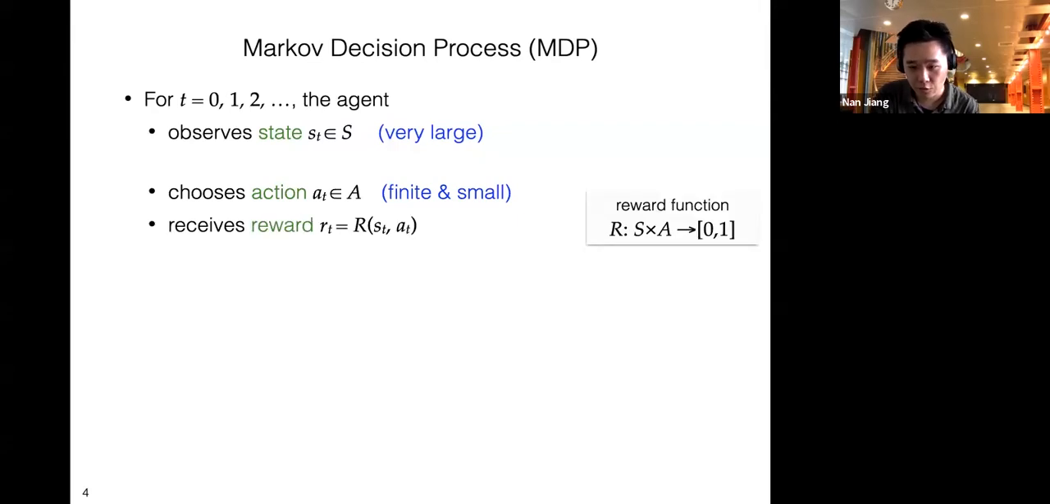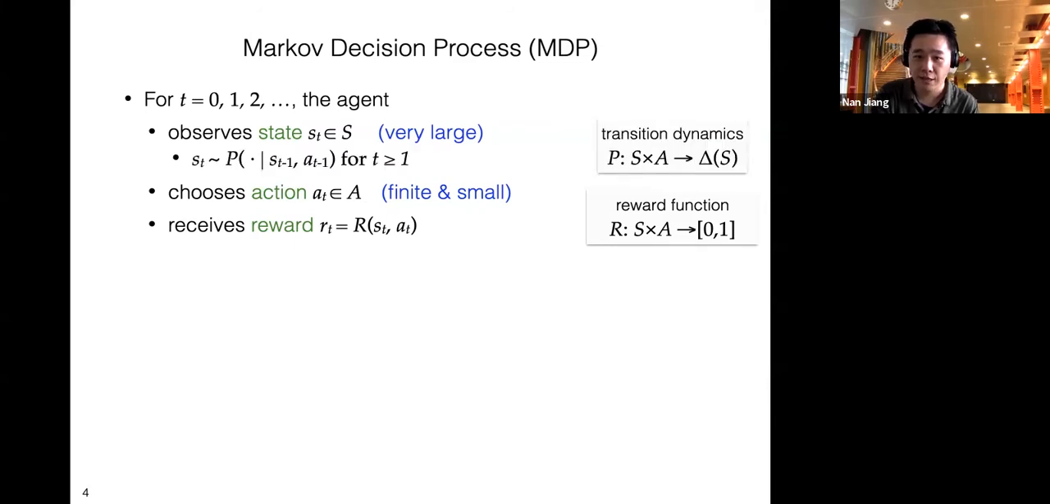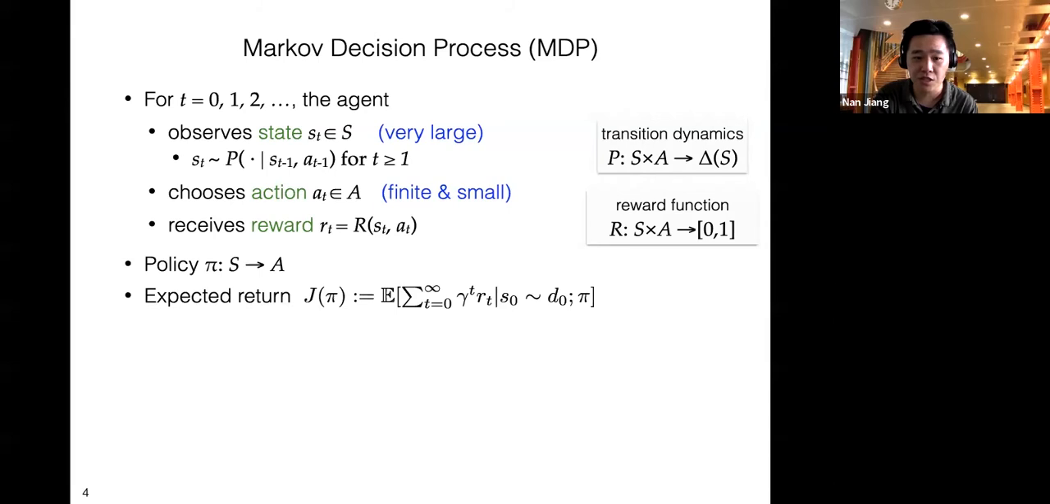After you take the action, you receive the reward r_t according to the reward function, and then you transition to the next state, s_{t+1}, according to the transition dynamics P of the environment. A decision-making strategy is often described by a policy pi that maps states to actions. And how good a policy is is often determined by J(pi), the expected return of the policy under the initial state distribution d_0.